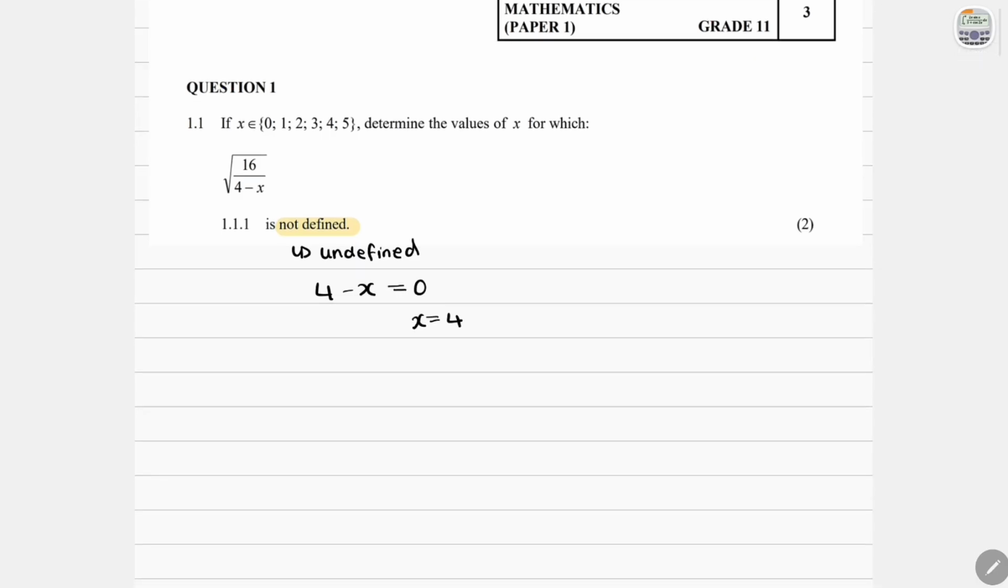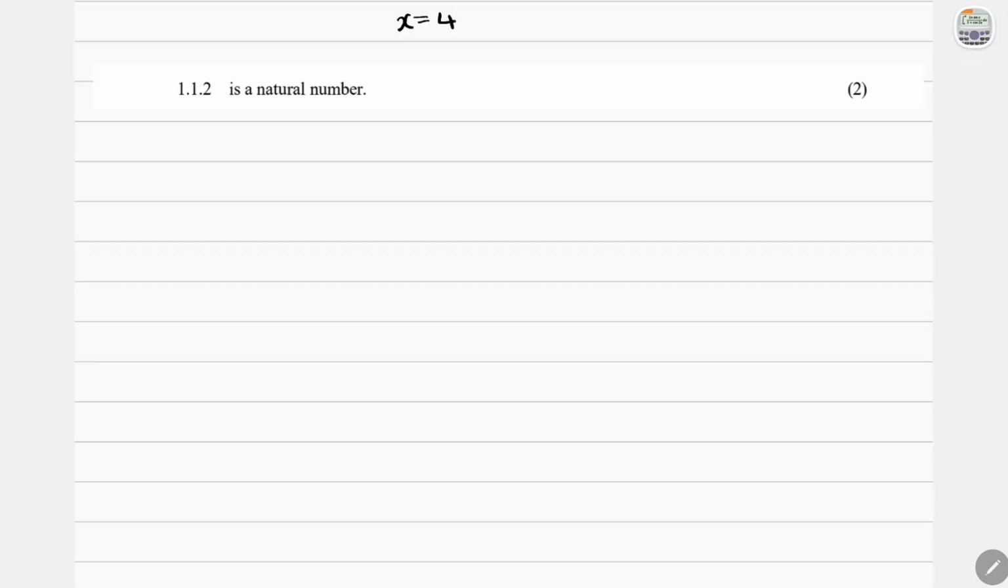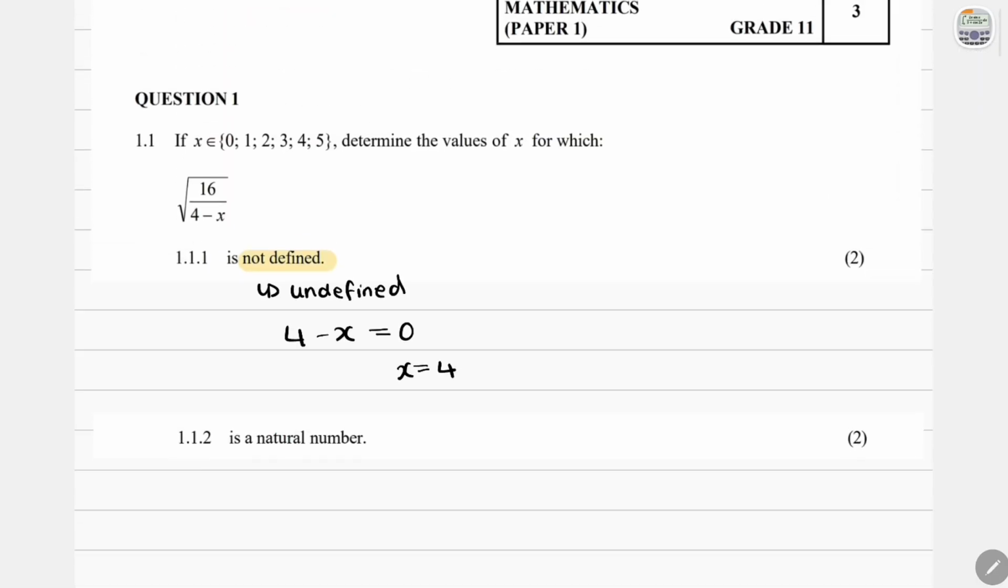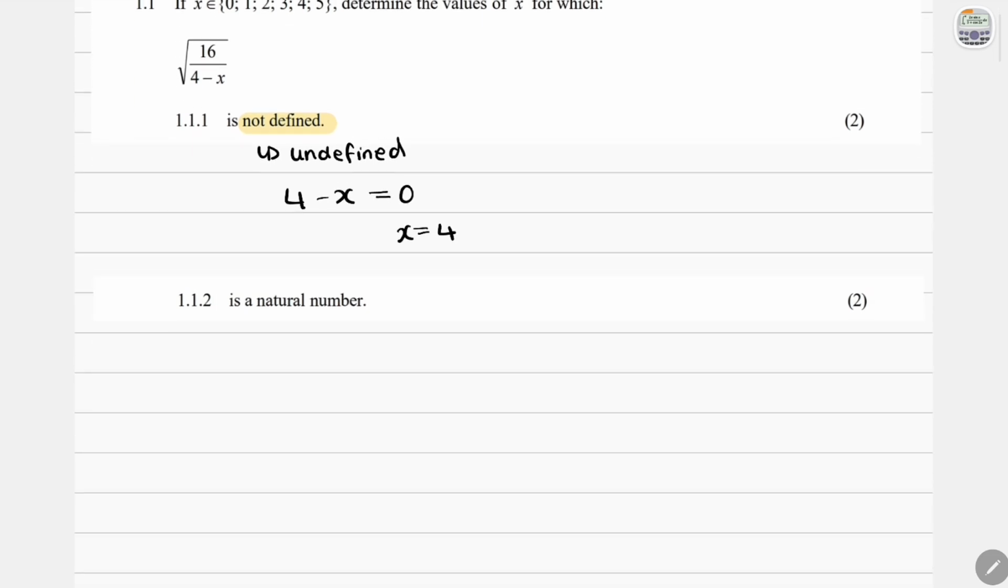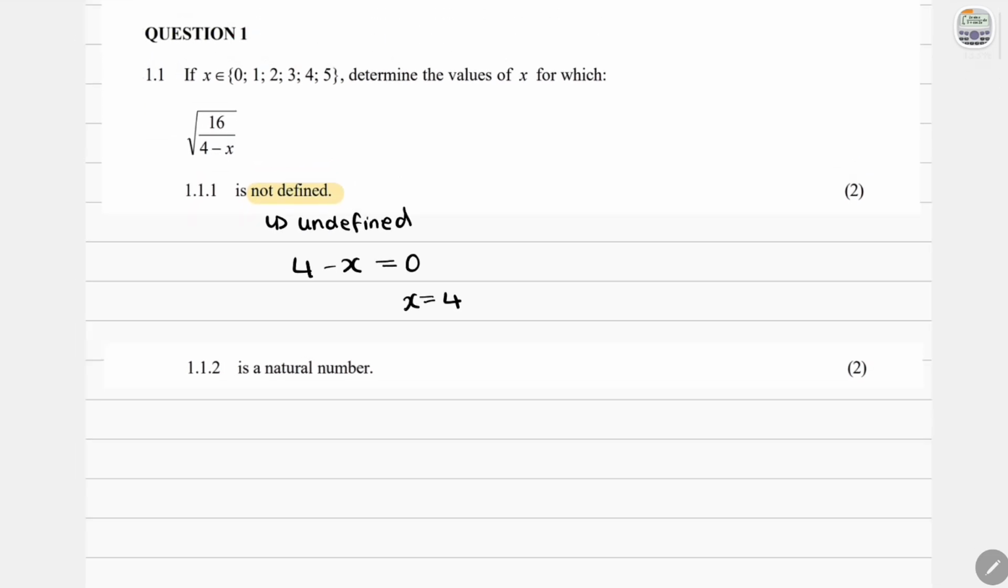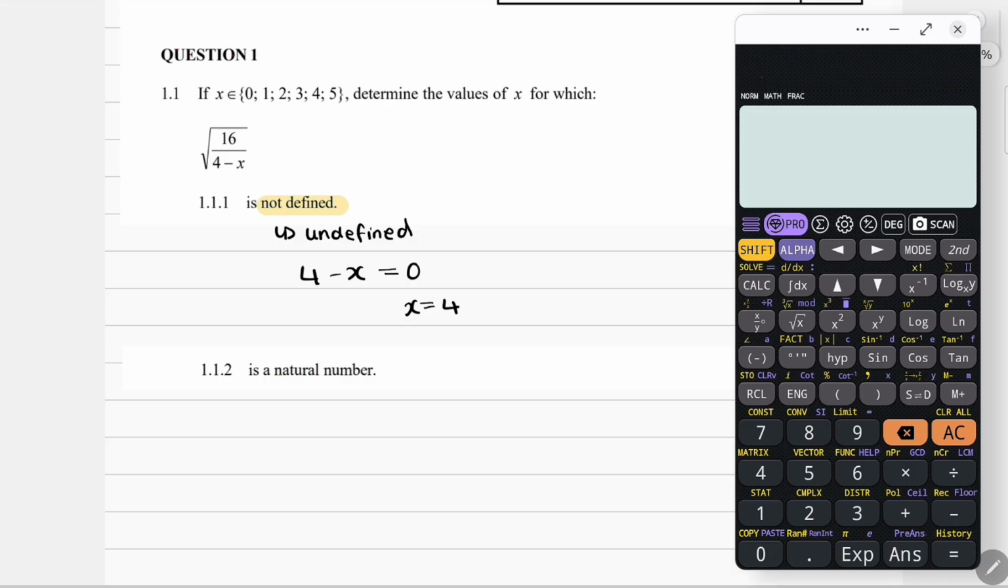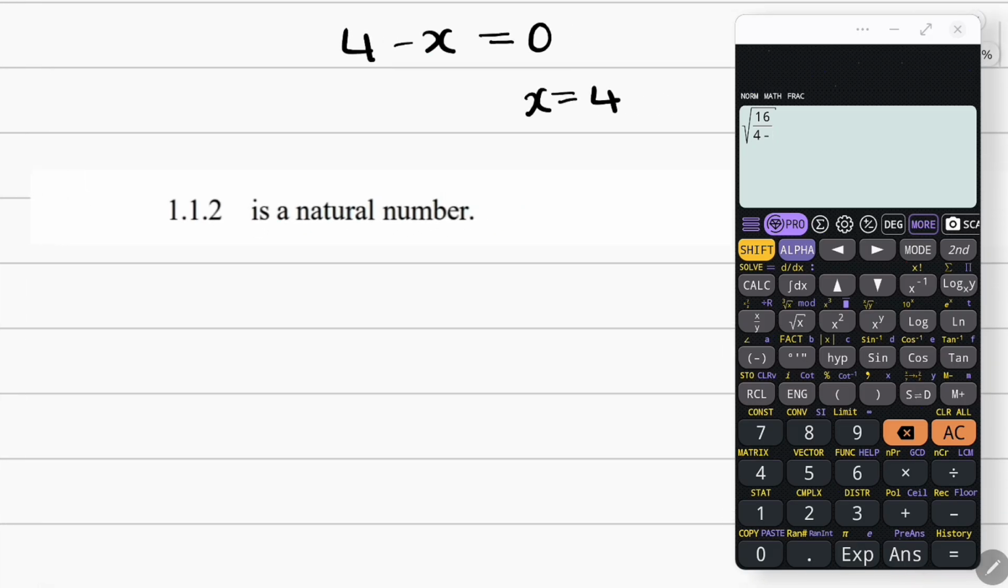Moving on to the next question. Question 1.1.2 says, for which values of x is this a natural number? What you can do is on your calculator, just put this expression down, 16 over 4 minus, and then substitute your values. See if you get a natural number, and remember what a natural number is. Natural numbers are basically counting numbers. When you count, naturally you start from 1, and then 2, and then 3, and 4, and so on.